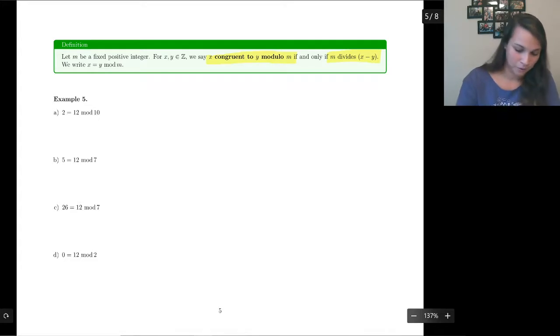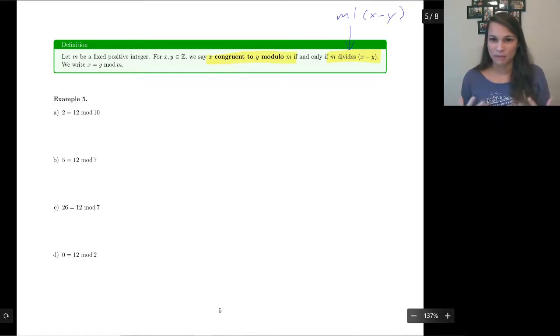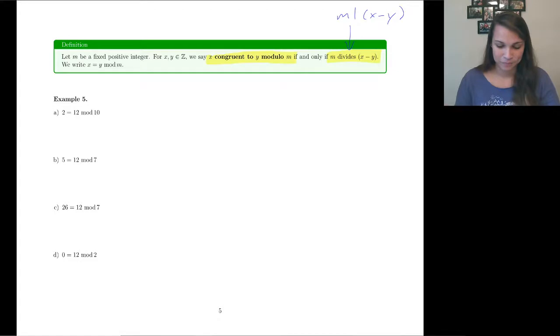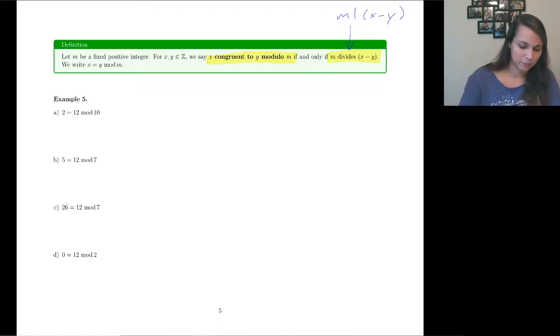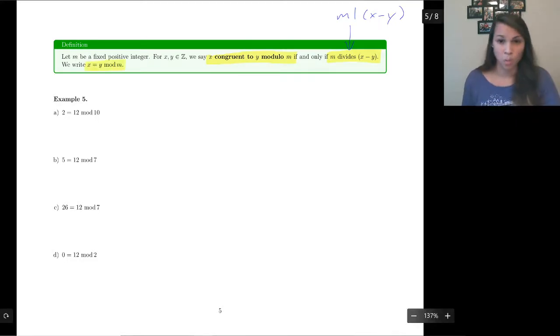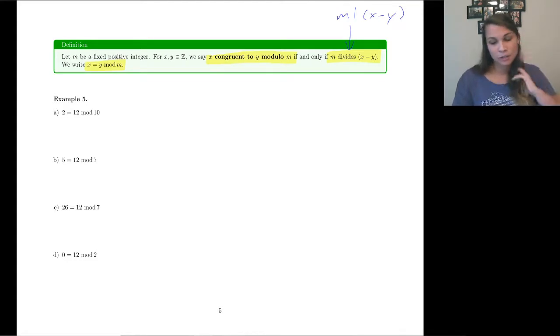And I don't know, I just like looking at this better. It just makes me feel a little bit happy on the inside. It's easier for me to digest. If that is the case, we write X equals Y mod M. Let's look at a couple of examples, get used to it for a moment.